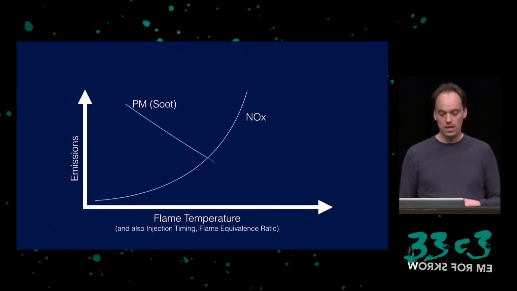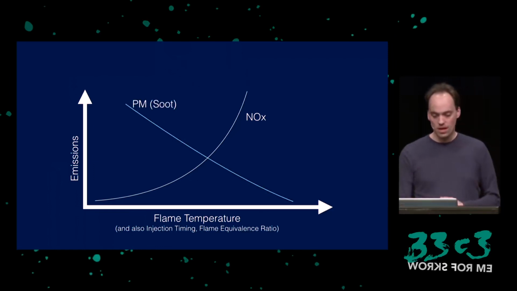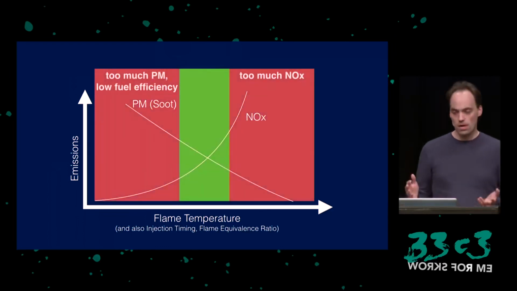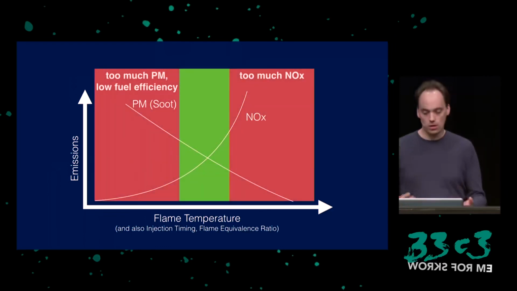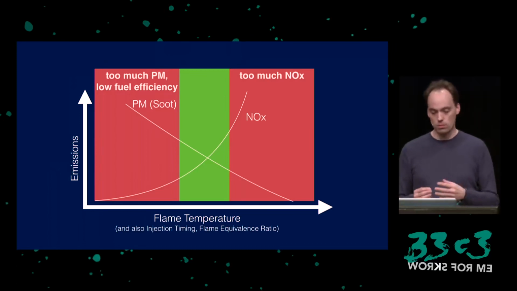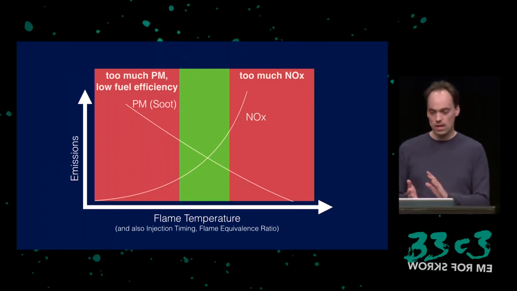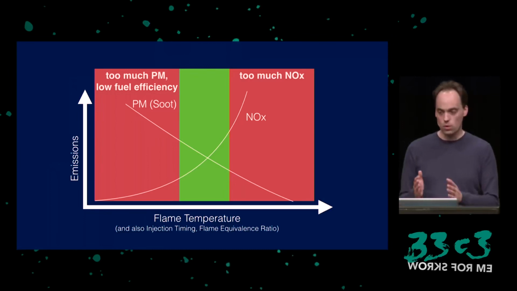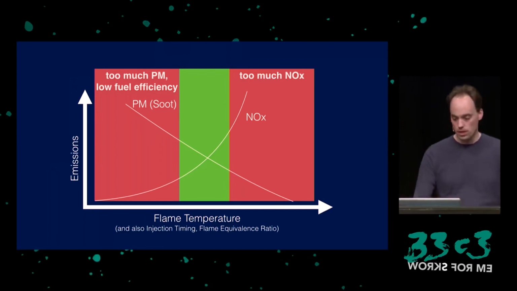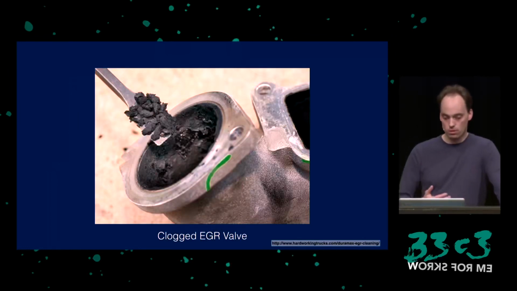However, at the same time, you're increasing the soot level, or the particulate matter. And so there is this trade-off. If you do too much EGR, too much exhaust gas recirculation, you're getting too much soot. On the other hand, if you do too few, you get too much NOx. So you can argue that the green area isn't really great because there's no point where both of them are great. And here we see the result of a clogged EGR valve. So if there's too much soot, it will clog.